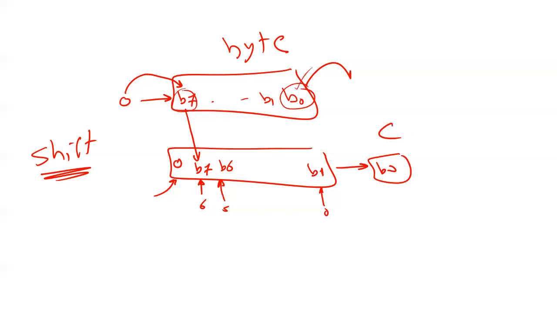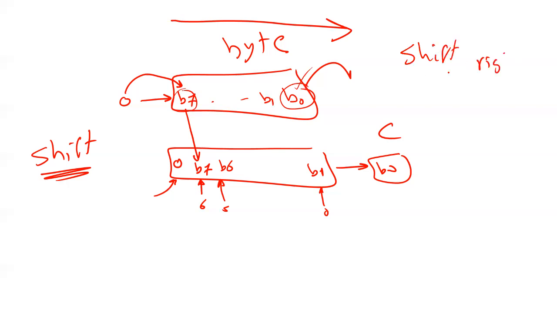We have two types of shift: shift left and shift right. What I did here is shift in this way. If you put your hand this way, you are shifting towards your right hand. You can see this is my right hand, right? So you are shifting towards the right hand. This is called shift right.